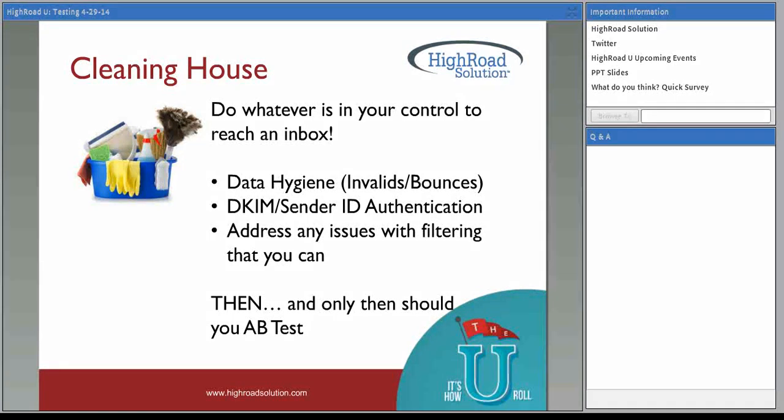Address any issues with filtering that you can, meaning if you go through bounce logs and you see that certain ISPs might be filtering and blocking emails, then you can reach out to them on an individual level at abuse@ or postmaster@, whatever the domain is, and ask that they whitelist your IP address and your domain for future sends. So sometimes you'll get a response, sometimes you won't, but just that act alone does resolve many of the issues.